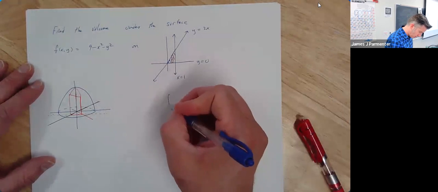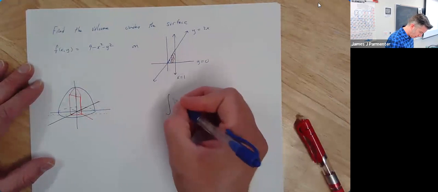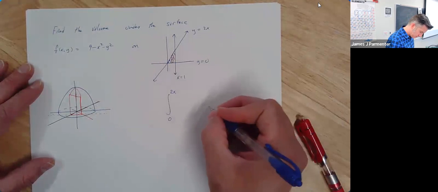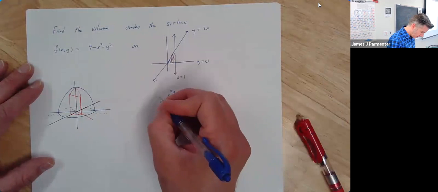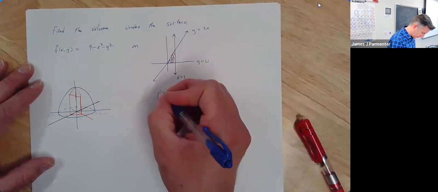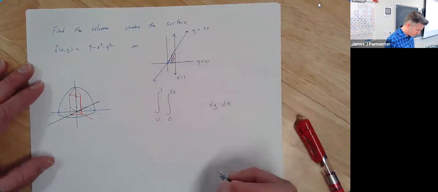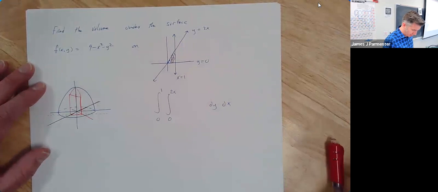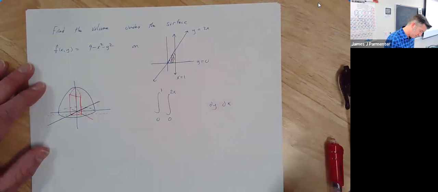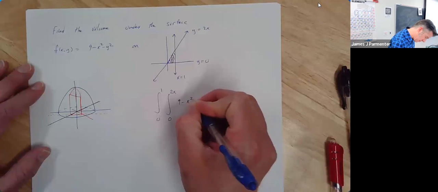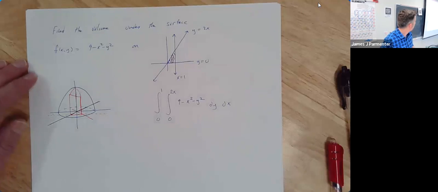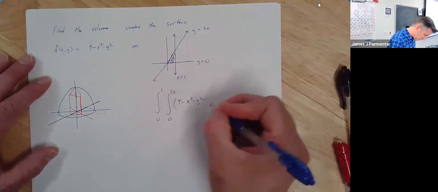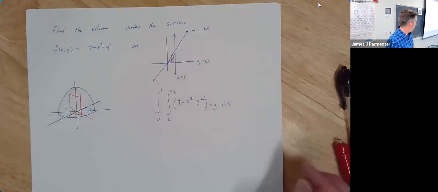My inner integral is going to be from y equals 0 to y equals 2x dy. My outer integral is going to be from x equals 0 to x equals 1 dx. And the function I'm integrating is going to be 9 minus x squared minus y squared, which is going to kind of suck. You don't really need parentheses there. I shouldn't have written them.